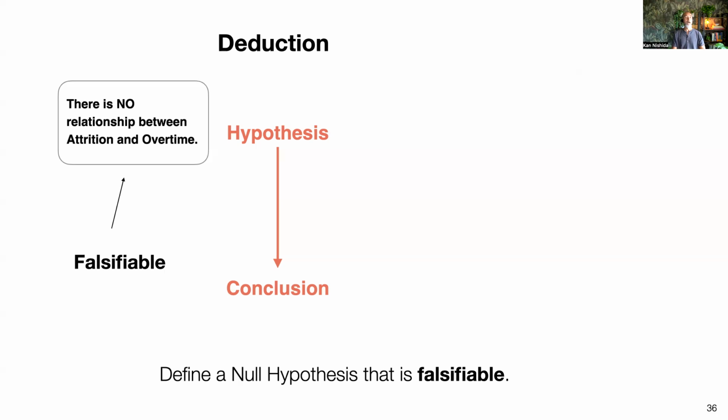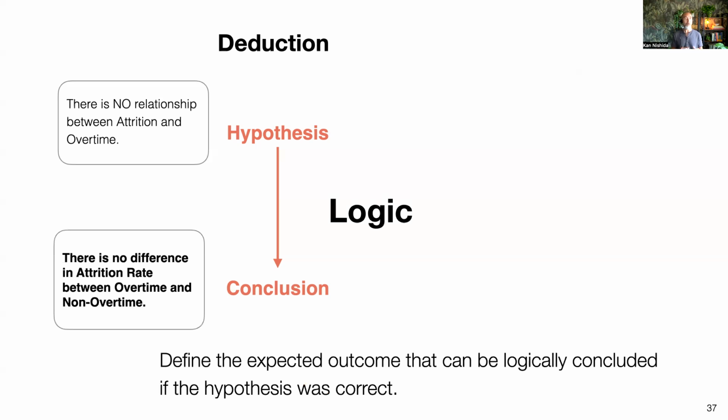Okay. And then if that is correct, or if we accept that hypothesis, in this particular case the null hypothesis, then what is the world going to look like? There is no difference in attrition rate between overtime people and non-overtime people. So that is something we expect.